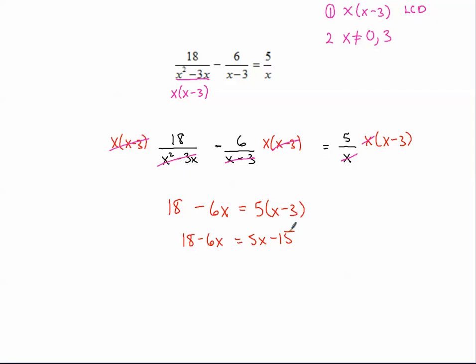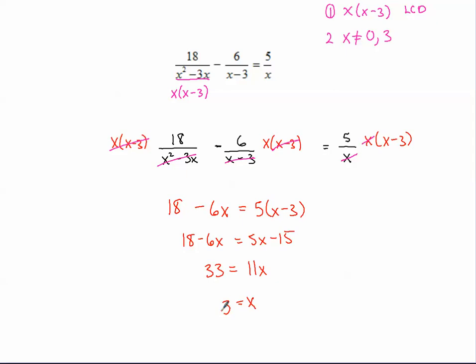Since it's a linear, I'll move all the x's to one side, all the constants to another. So if I do that, I end up with 33 is equal to 11x, divided by 11, and I would have x is equal to 3.